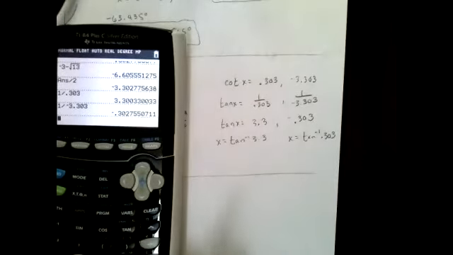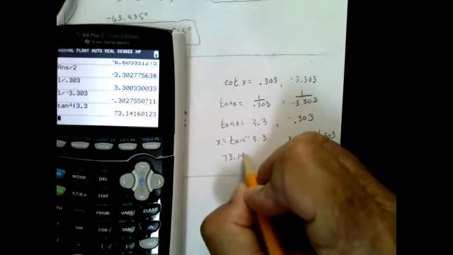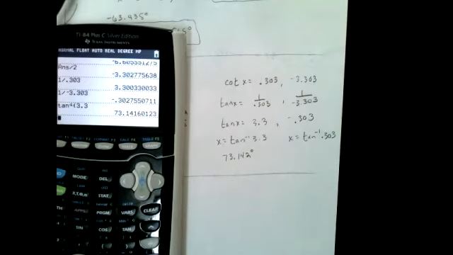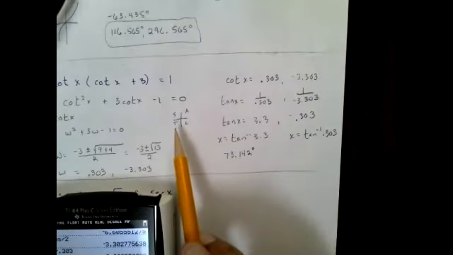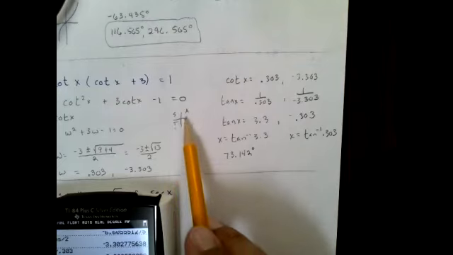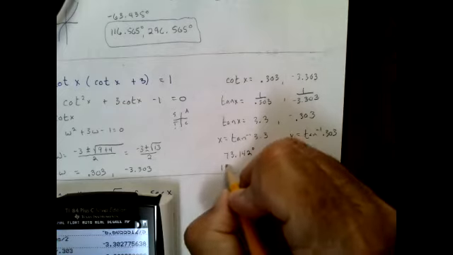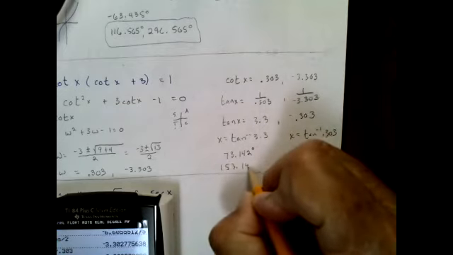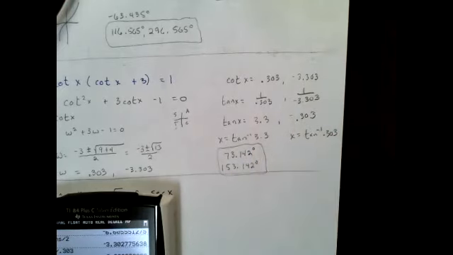All right, I already know them in that. So let's see. I want the inverse tangent of 3.3. That's going to be 73.142 degrees. Found one answer. I know it's also positive in the third quadrant, so I'm going to take that 73 and add 180. 253.142 degrees. There's two of my answers.